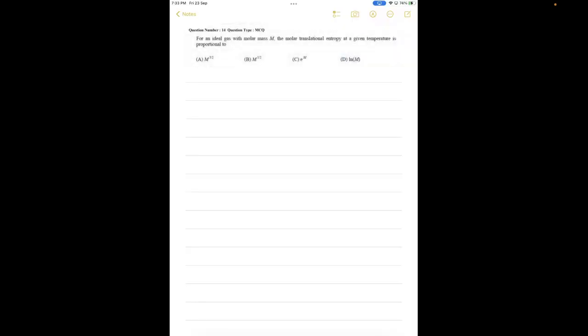Okay, so this is question number 14 from the 2015 paper, and the question says, for an ideal gas with molar mass capital M, molar translational entropy at a given temperature is proportional to which of the following options? So molar translational entropy: to calculate the translational entropy we have to first calculate the translational partition function. So for an ideal gas of molar mass M.